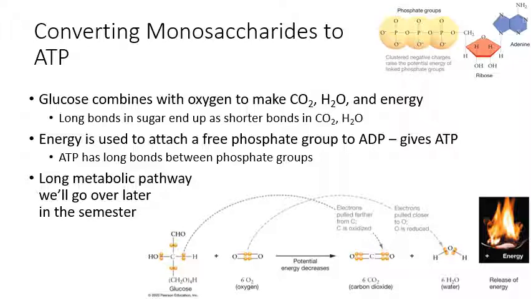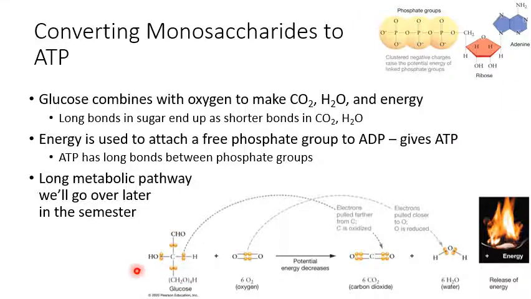It's a really long process, but you can summarize it with this brief chemical equation in which you have glucose and you combine it with oxygen, and that gives you carbon dioxide, water, and energy. Except in this case, this energy would be not in the form of fire, but in the form of ATP. You would be using that energy to attach the last phosphate group to an ADP molecule, which gives you ATP.